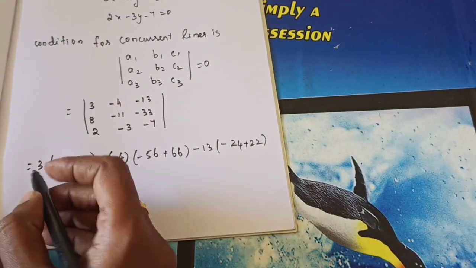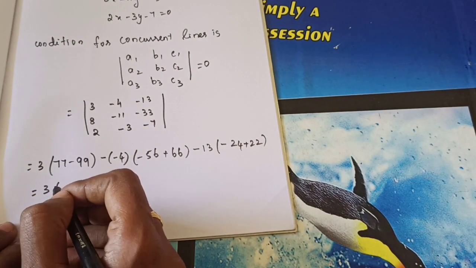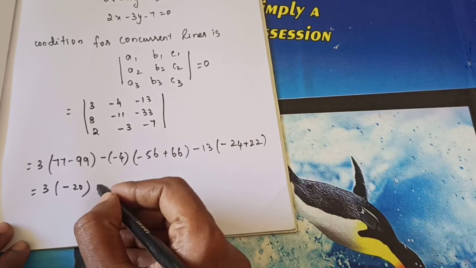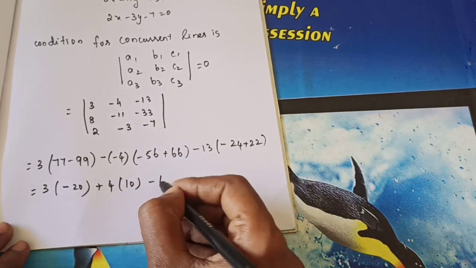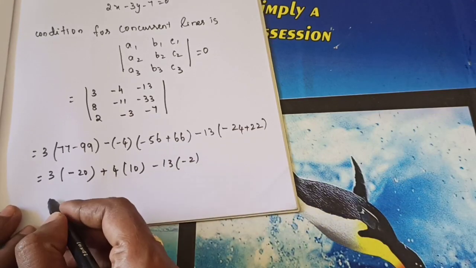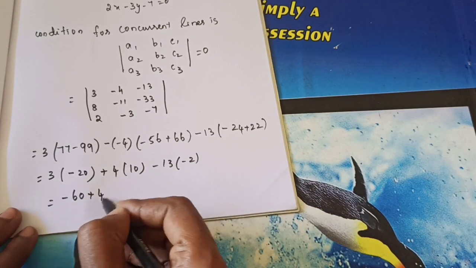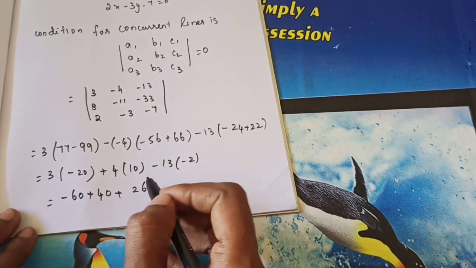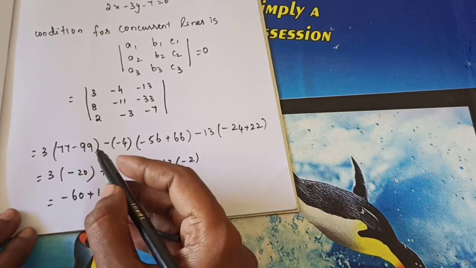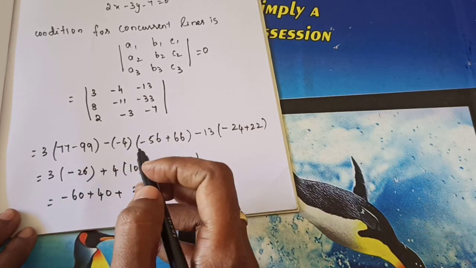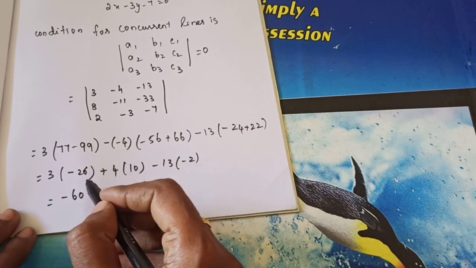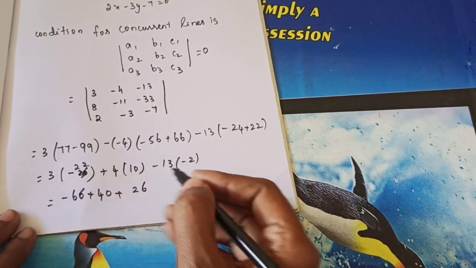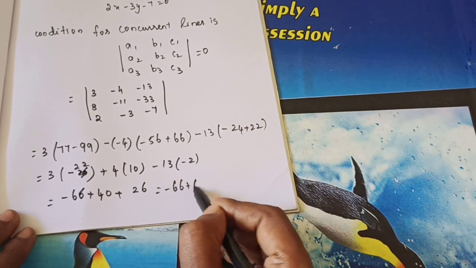Okay. So that's equal to 3 into, simplifying 77 minus 99 means minus 20, correct? Then plus 4, 10, okay? Then minus 13 minus 2, okay? Simplify: minus 60 plus 40, and the minus becomes plus 26, okay? This one is 77 minus 99 means 22, correct? 22, so 66. Subtract it. Minus 66 plus 66. What's the value?